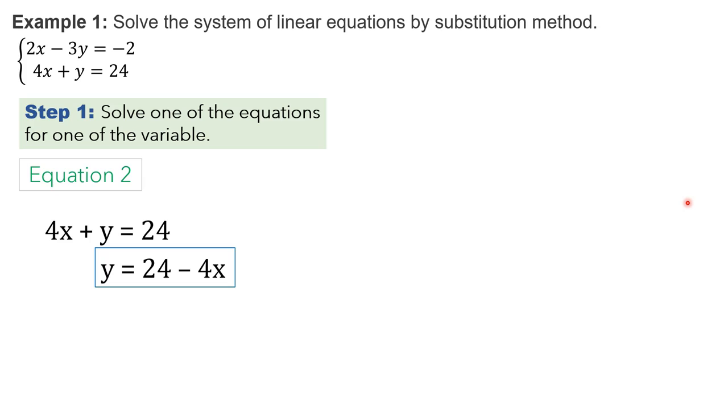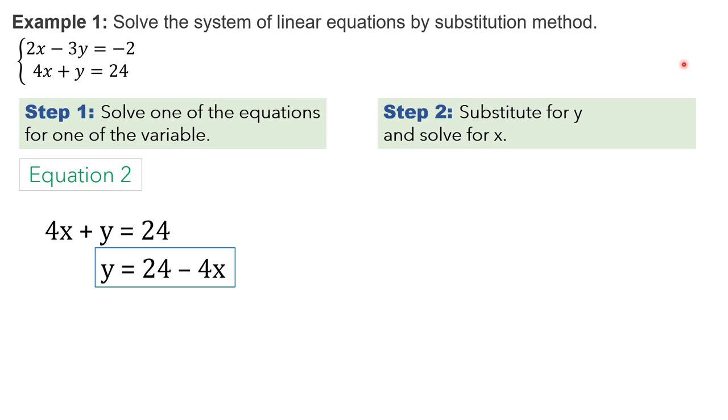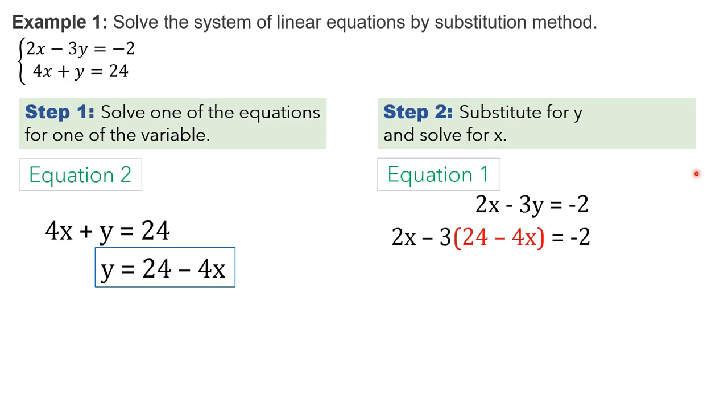It will become negative 4x. Then after that, we have solved for y already. We will use this value of y to solve for the other variable, the variable x. So let's see. For step 2, substitute for y and solve for x. Let us use the first equation to solve for x since we used equation 2 to solve for y. So we will use 2x minus 3y equals negative 2. Then change this variable y into 24 minus 4x. Change it with 24 minus 4x.